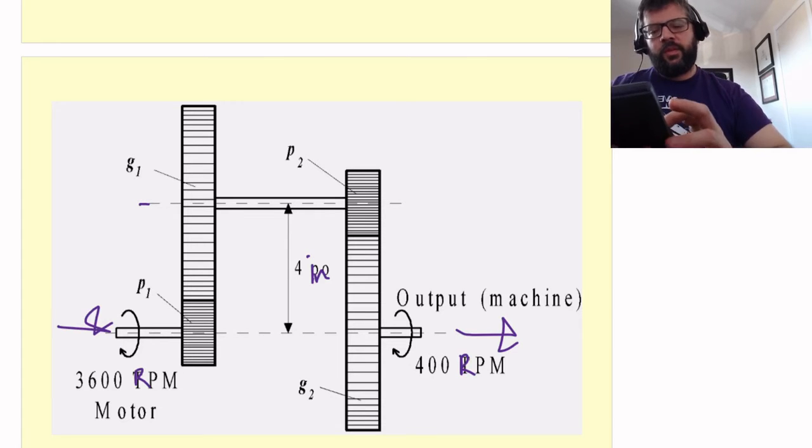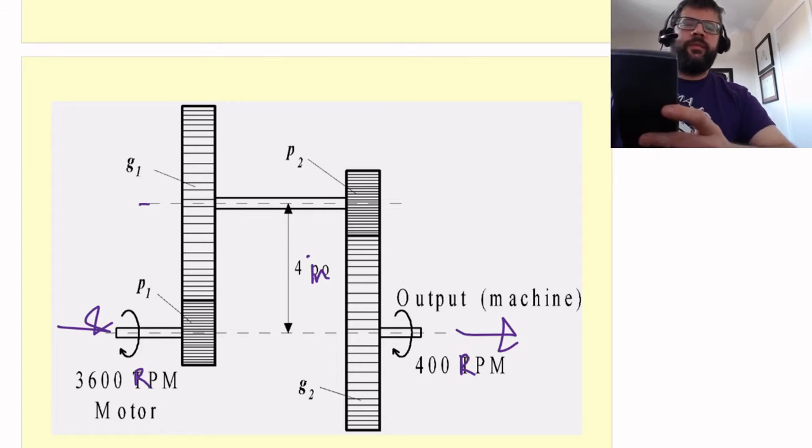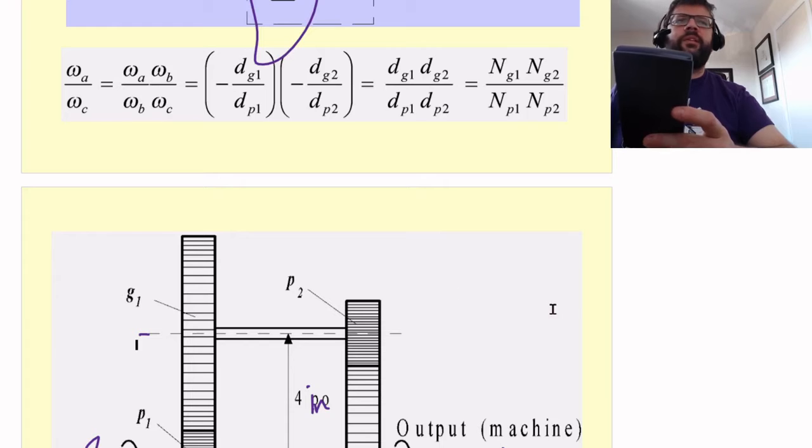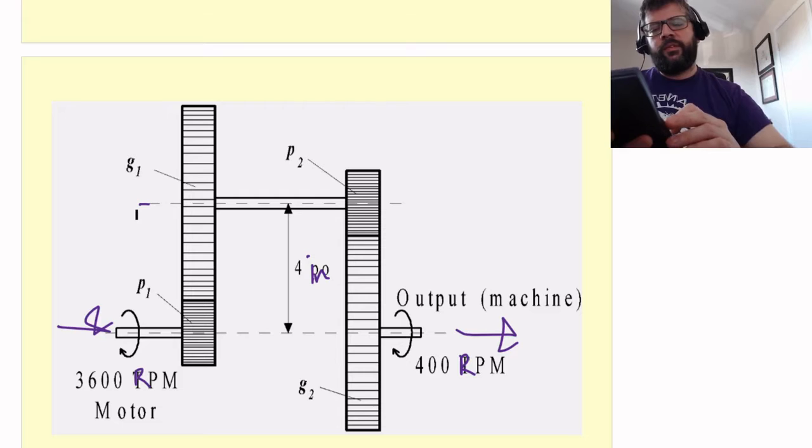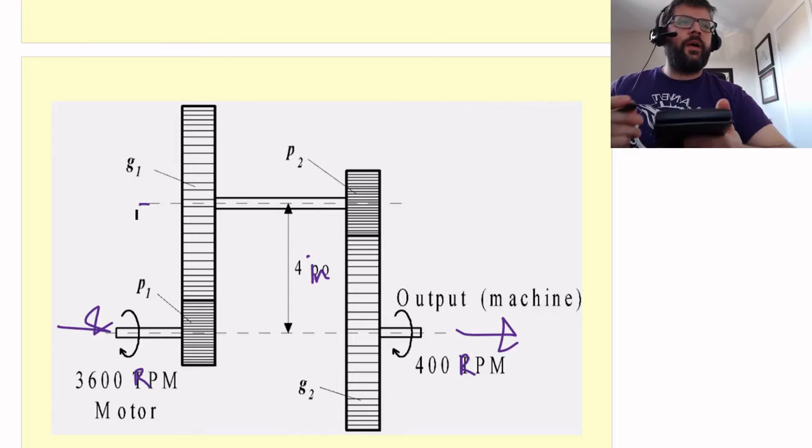Otherwise we'd end up with something that had slightly different centerline distances. So if we wanted to do that, 3600 to 400, that gives us 9. It's a gear ratio of 9.